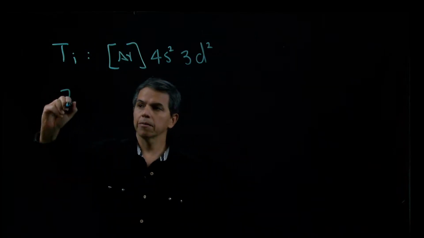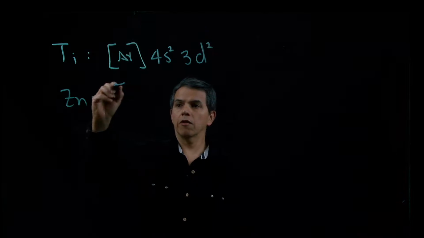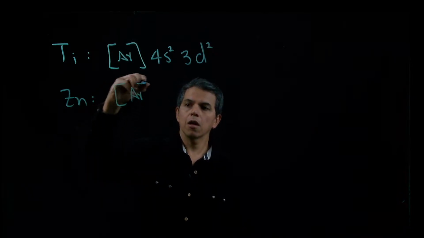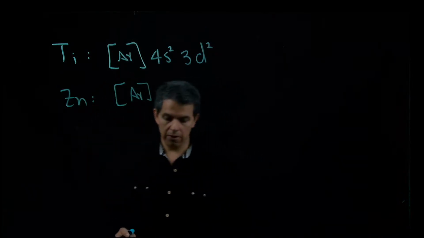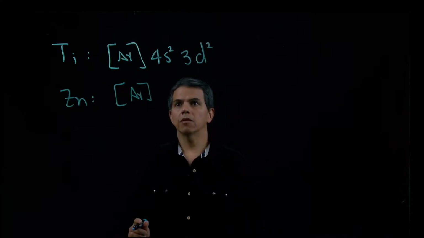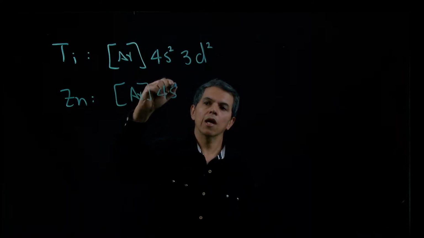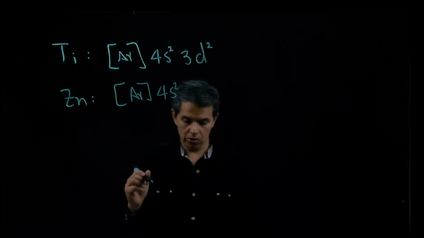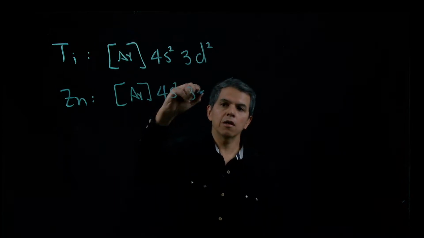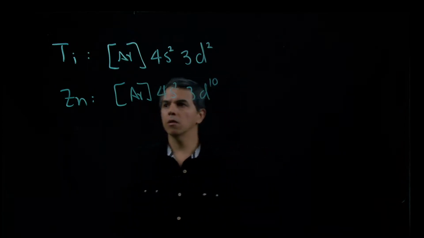For zinc, we also start with the electronic configuration for argon, and if we look at the position of this element in the periodic table, we know that it's in the transition elements region, and we also have a 4s2, and it's the last one in the transition elements region, so we're going to have a completely filled 3d orbital.